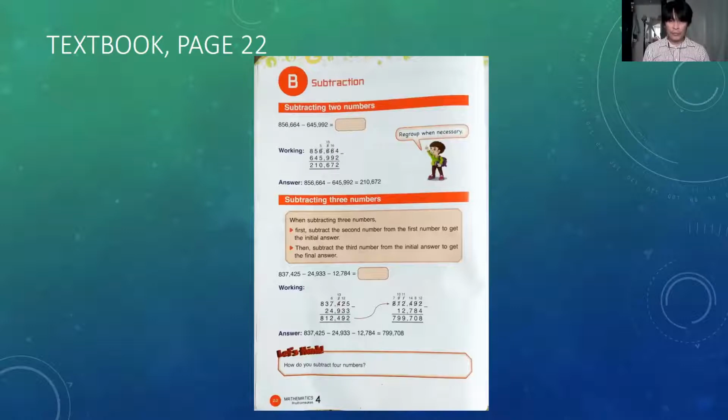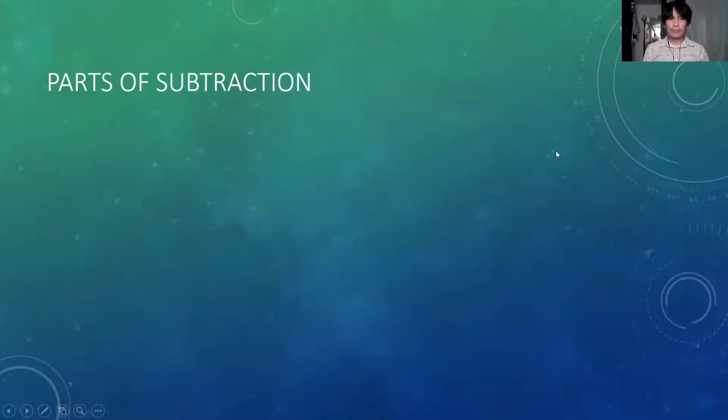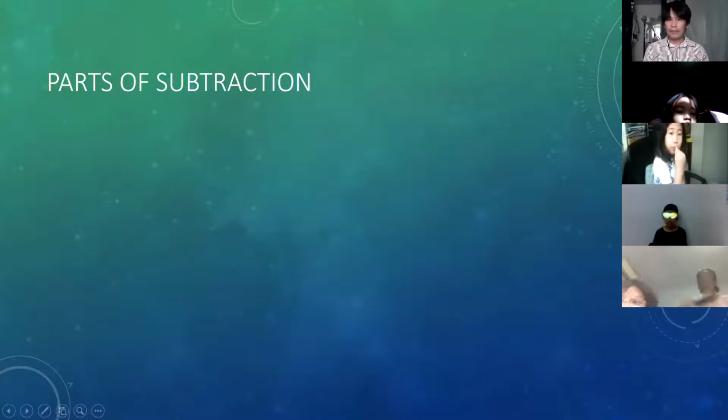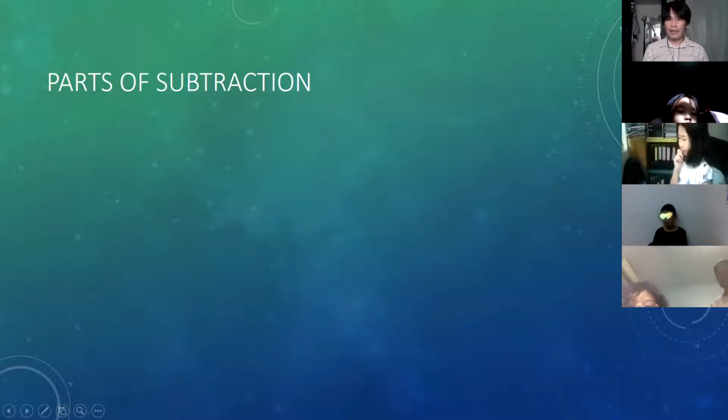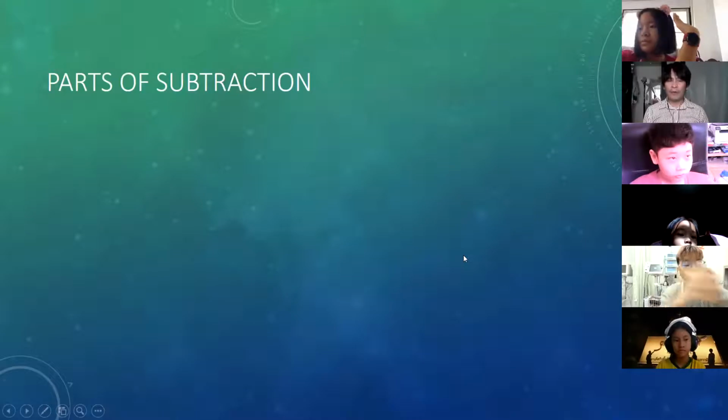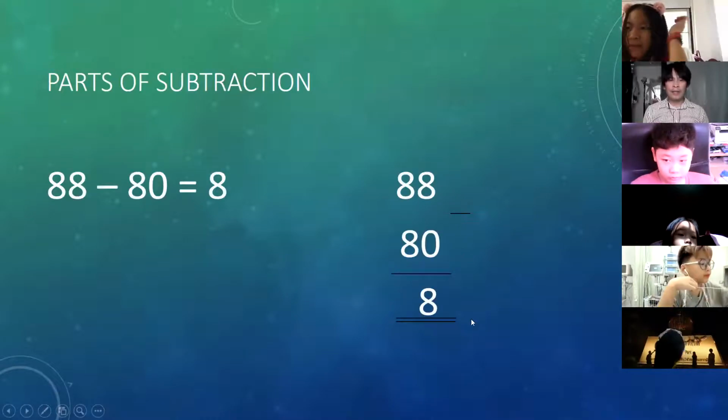I want to explain the parts of the subtraction operation first. The parts of subtraction are as follows. Ninja, please look at the screen. I can see you. I'm watching all of you, okay? I can see all of you. Look at the examples.